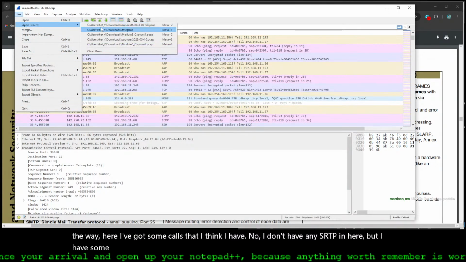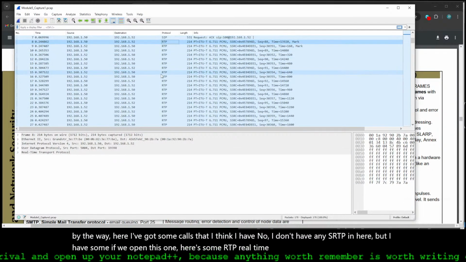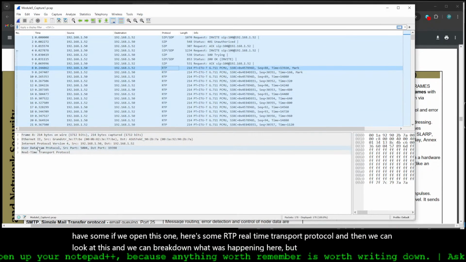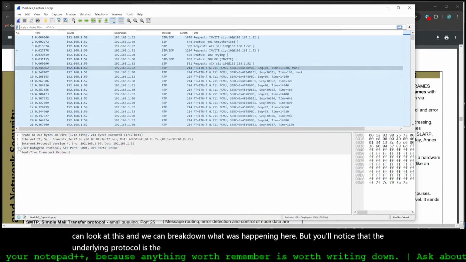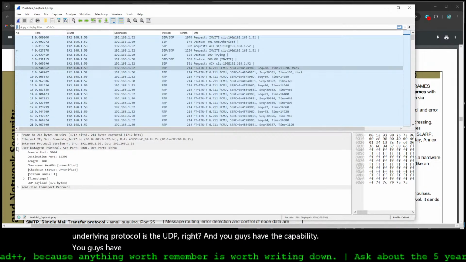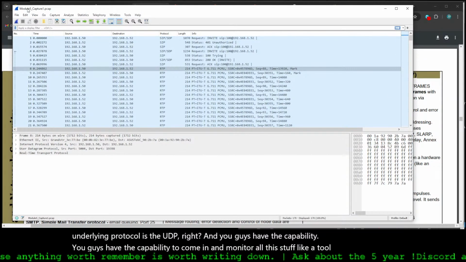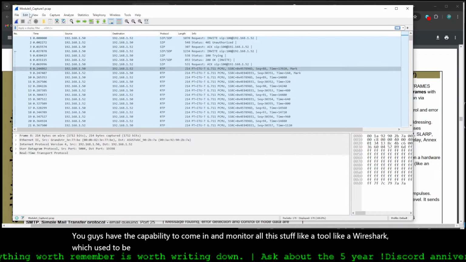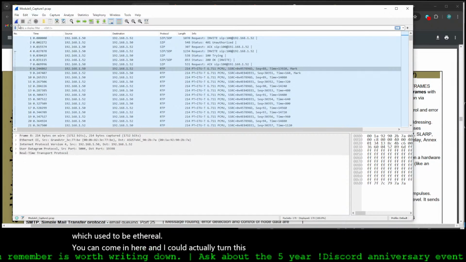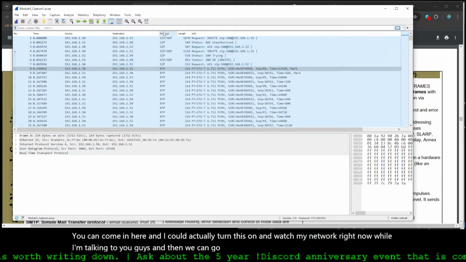If we open this one, here's some RTP, real-time transport protocol, and we can look at this and break down what was happening here. But you'll notice that the underlying protocol is UDP. And you guys have the capability to come in and monitor all this stuff with a tool like Wireshark, which used to be Ethereal. I could actually turn this on and watch my network right now while I'm talking to you guys, and then we can evaluate what's happening in my information.